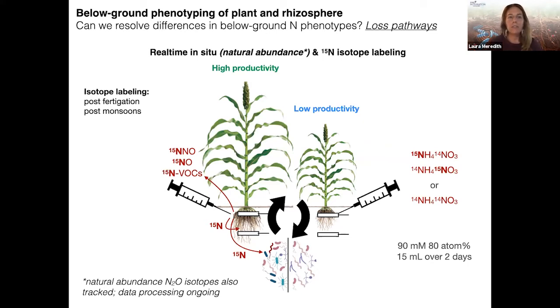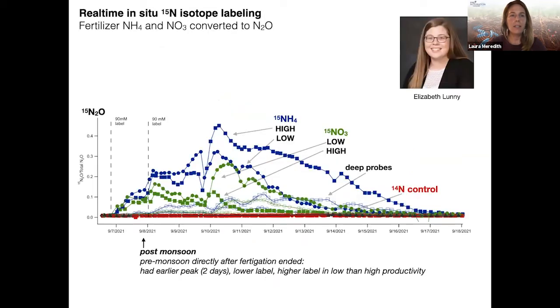So we did track the natural abundance of the nitrous oxide isotopes, and the data analysis is ongoing. But I wanted to show some N2O events. We actually did a 15N nitrogen isotope labeling where we added the ammonium nitrate, which is our fertilizer, but with either of the nitrogen atoms labeled or an unlabeled control. And we added that directly into the rhizosphere and tracked how that was converted into the gas phase in situ, and are also interested in how that nitrogen is assimilated into plants and microbial biomass and their products.